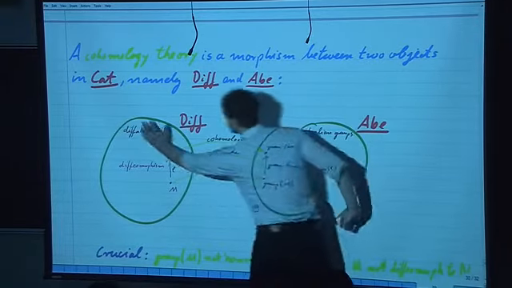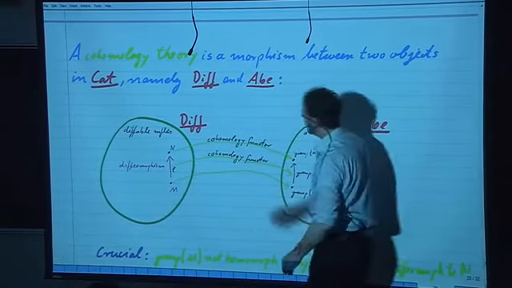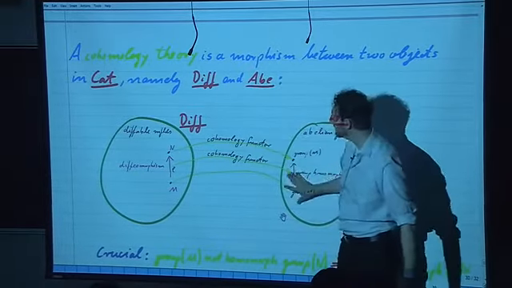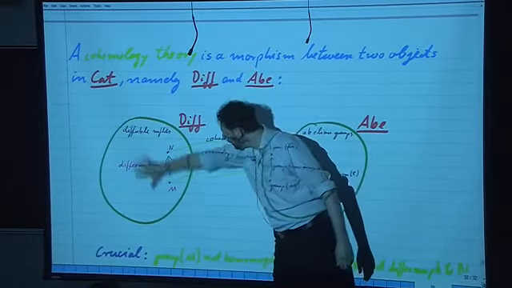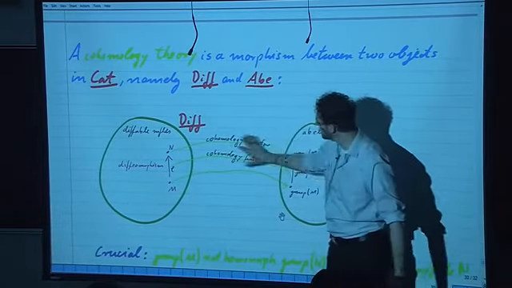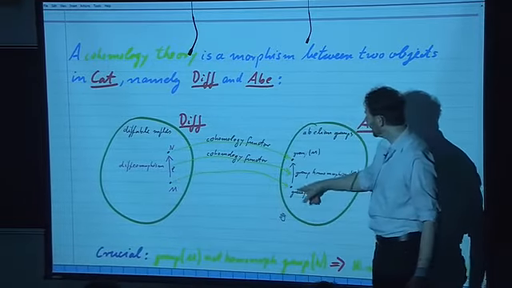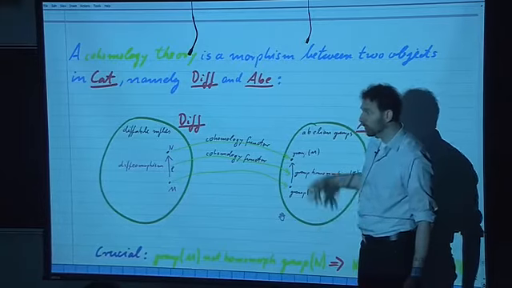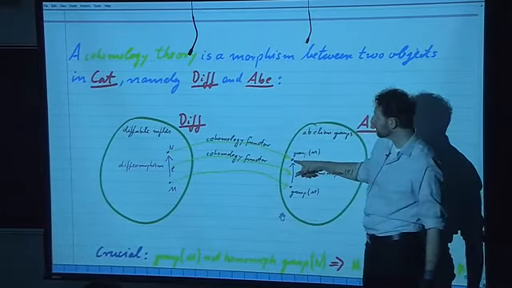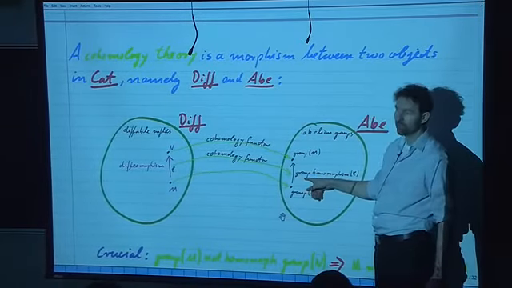Now, this is an object in the category of categories. That's an object in the category of categories. And this is a morphism in the category of categories. It maps from this object to that object. That's a natural transformation. It's a cohomology functor. It maps differentiable manifolds into abelian groups. So cohomology theory maps differentiable manifolds into abelian groups and diffeomorphisms into group homomorphisms.